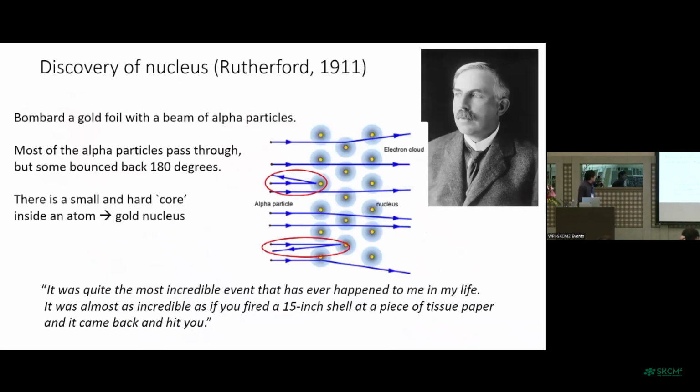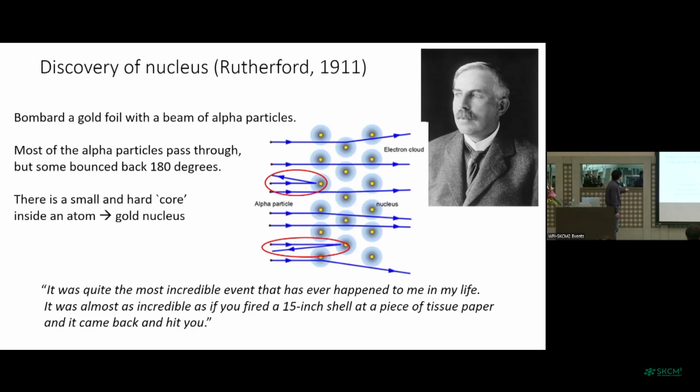And then there is this nucleus. Let me give you a little bit of the story of the discovery of the nucleus, which was done by Rutherford in 1911. What he did is basically bombard a gold foil with a beam of alpha particles, the alpha particle being the helium nucleus. What he observed is that most of the time, the alpha particles pass through and nothing happens. But sometimes they bounce back 180 degrees. And that was a groundbreaking observation.